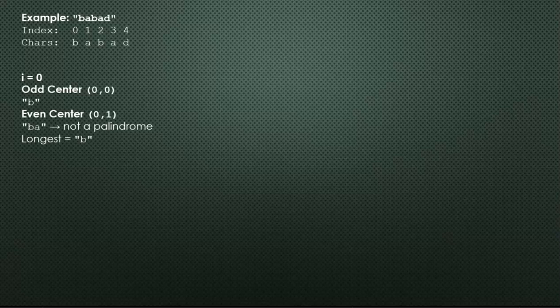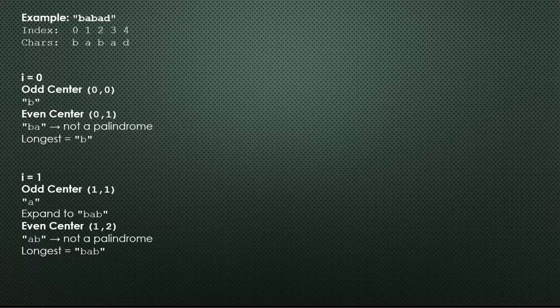I is equal to 0. Odd center, 0, 0. What is a palindrome? I get B as a palindrome. Even center 0, 1. I cannot move left. Left is -1, so I cannot move there. So even center 0, 1, BA. BA is not a palindrome. So far the longest palindrome is B.